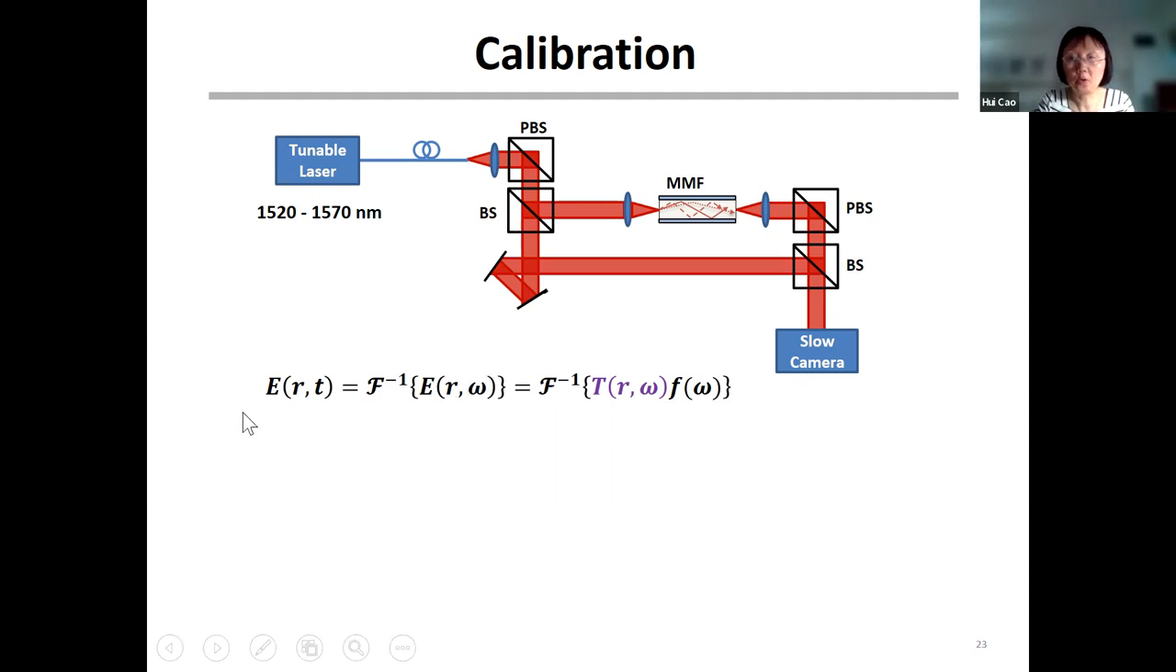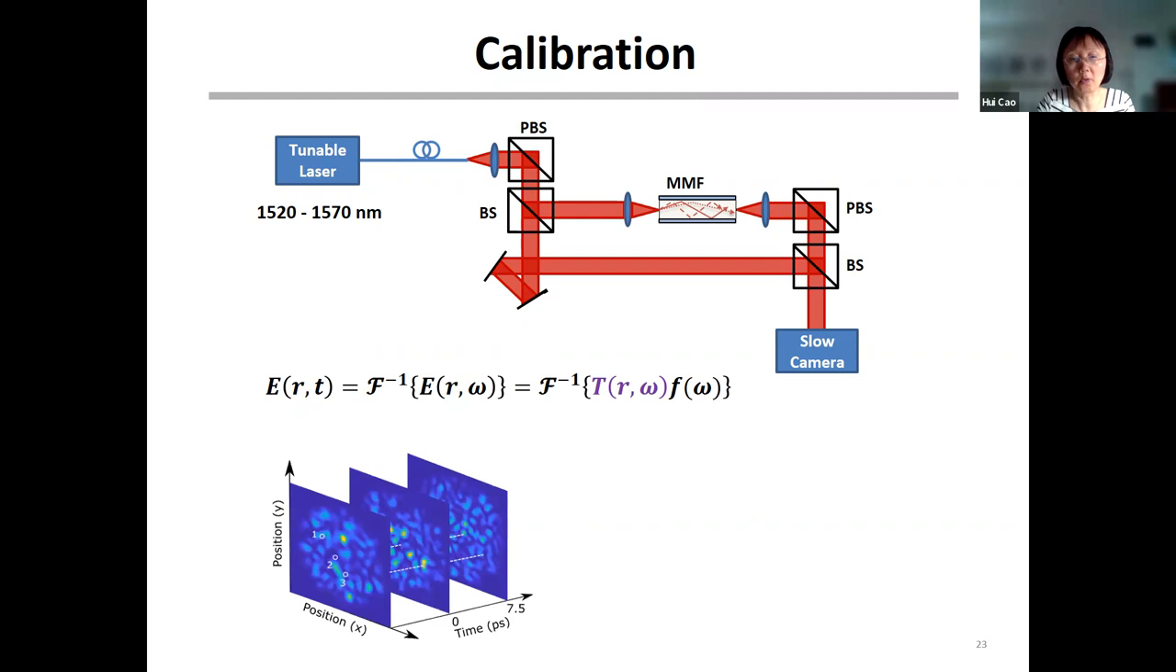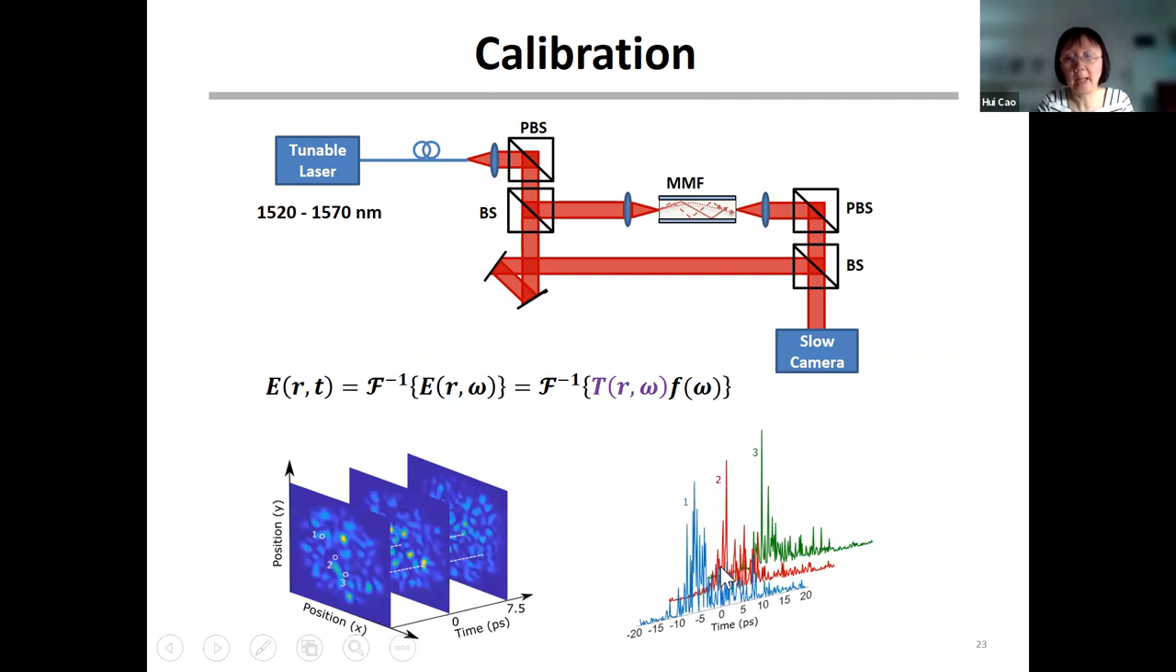Then this can be Fourier transformed in time, giving me the spatial-temporal speckle at the output. So that's what we do. We use a tunable laser source, scan the frequency, measure the transmitted field at different frequencies, and then use the Fourier transform to recover the spatial-temporal speckle pattern for any input reference pulse. Here are some examples. This shows the spatial pattern at different times, and here the temporal traces, the temporal speckle at different spatial locations. So it's a very complex spatial-temporal field structure, and that's what we need to probe this unknown signal.